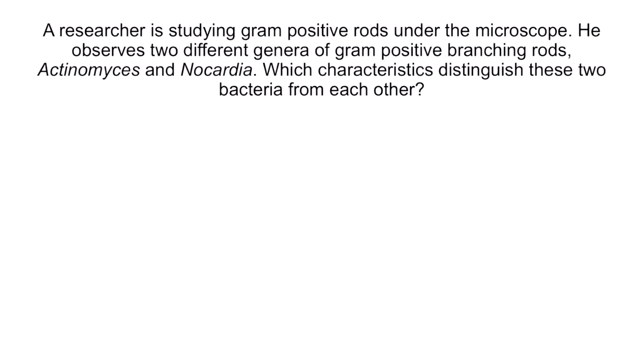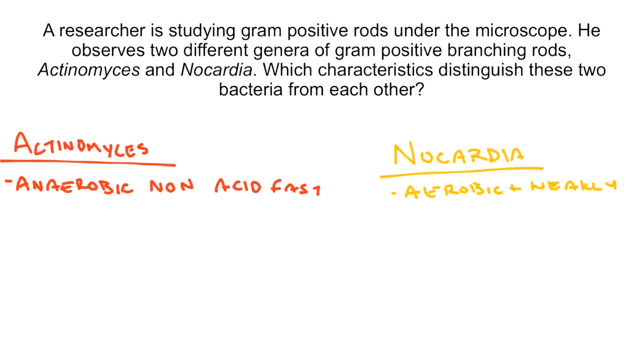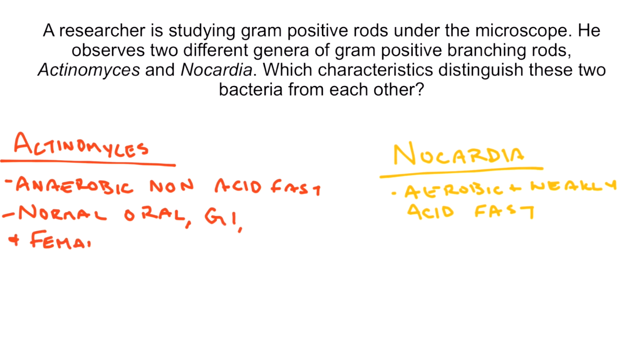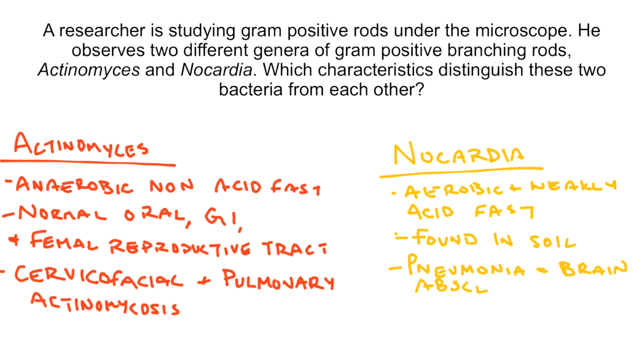This theoretical question focuses on the difference between actinomyces and nocardia. Let's recall that while actinomyces is an anaerobic, non-acid-fast bacteria, nocardia is aerobic and weakly acid-fast. Additionally, actinomyces is found in the oral, GI, and female reproductive tract, while nocardia is found in the soil. Actinomyces can cause either cervicofacial and pulmonary actinomycosis, while nocardia causes pneumonia and brain abscesses.